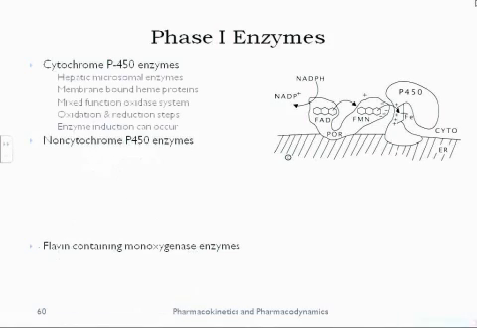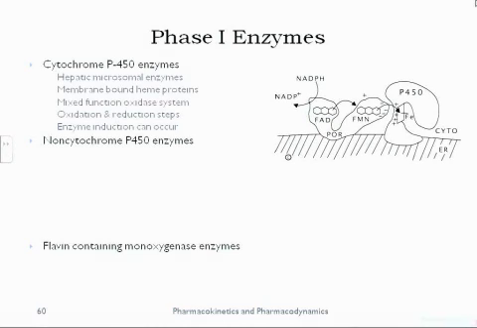In the cytochrome P450, you have the hepatic microsomal ones, the membrane-bound heme proteins, the mixed-function oxidase systems, the oxidative and reduction steps, and their enzyme inducers can take place, which means that you can actually activate these enzymes to become more active. So if you expose somebody to a lot of stuff, like if you expose that individual to high doses of caffeine, when they get a re-exposure to a medication that's similar to caffeine, that branch of the P450s will cleave that medication at a much higher rate than you expect.